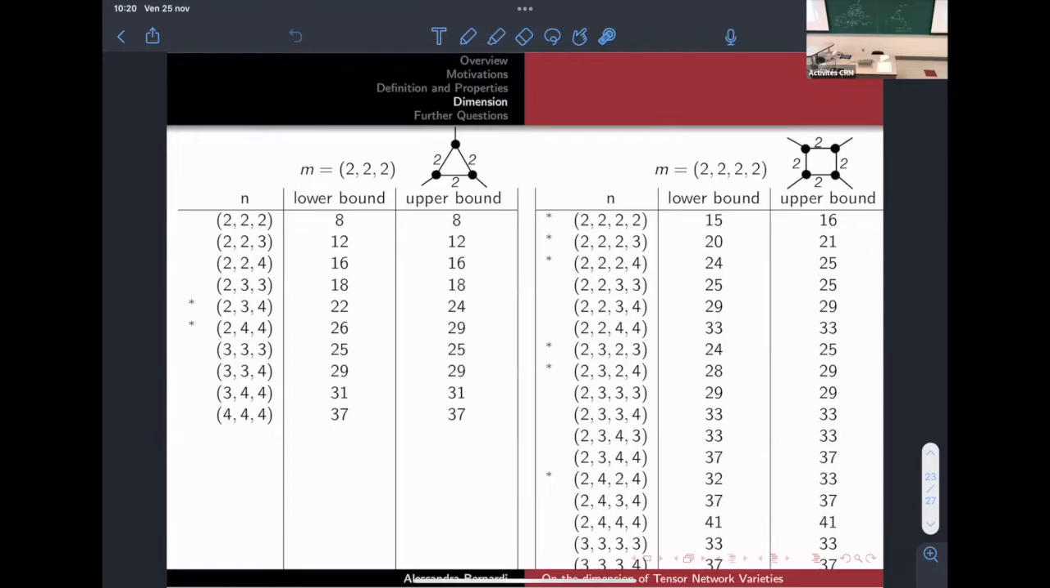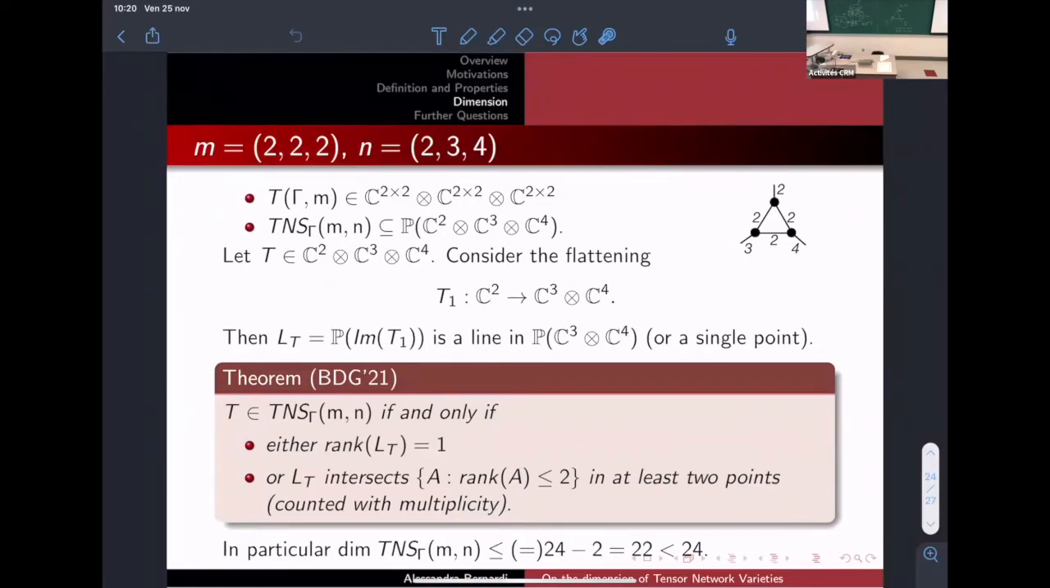So as an example for this talk, I will tell you why there is this dropping of 2 in this example here. So this is the triangle, all bond dimensions being 2, and the physical dimensions are 2, 3, and 4. So your graph state is inside C2 times C2 three times. And then the tensor network variety sits inside the projective space of the tensor product of the physical dimensions, C2, C3, C4. Now take any tensor in here, and consider the first flattening, the flattening that distinguishes the first vector space against the other. So you're sending a C2 into here. So the image of this tensor, whatever it is, is either a line or a point. There's no other solution.